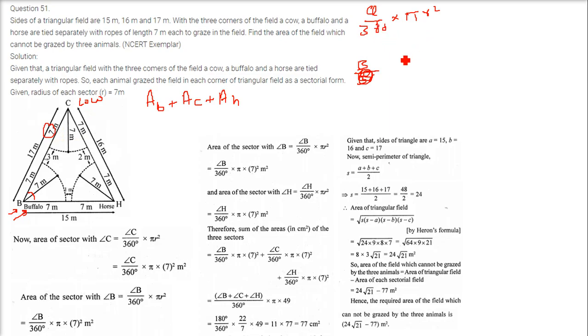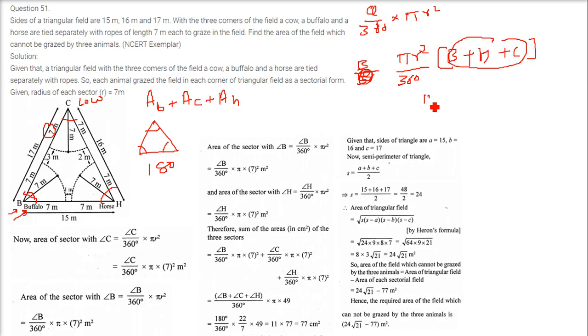I can just say pi r square by 360 into angle B, that is theta 1, plus angle H plus angle C. But if you remember, for a triangle the internal angle sum is 180 degrees. So this will be pi r square by 360 into 180, so pi r square by 2 ultimately. Pi is 22 by 7. Radius here is 7, so 7 into 7. And then we have pi r square, we have half.